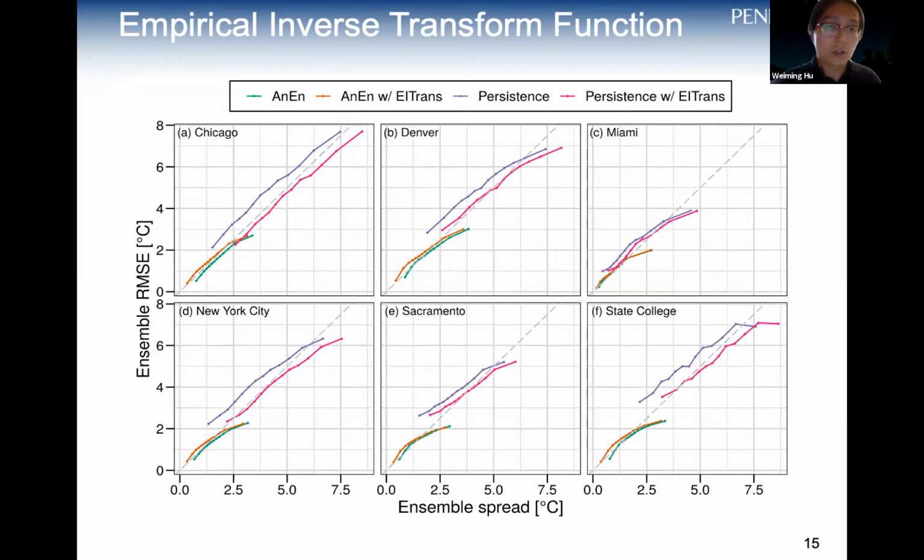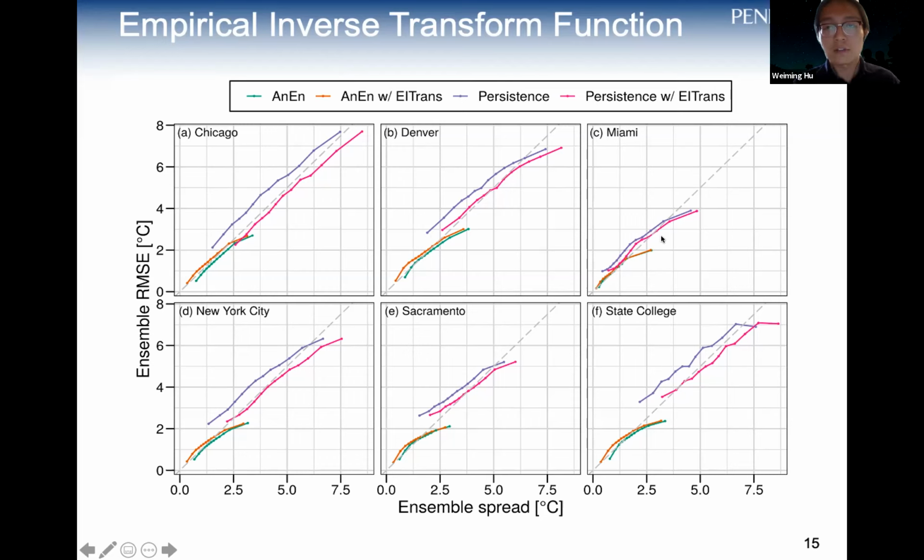Second, we look at spread-skill correlation. Again, we want the line to be as close to the diagonal line as possible. Here, basically, we see two patterns where persistence has larger error and analog has smaller error. But in general, if you compare, let's say, the orange to the greenish color, orange is closer to the reference line, and persistence with eiTrans is also closer, with the exception of Miami.